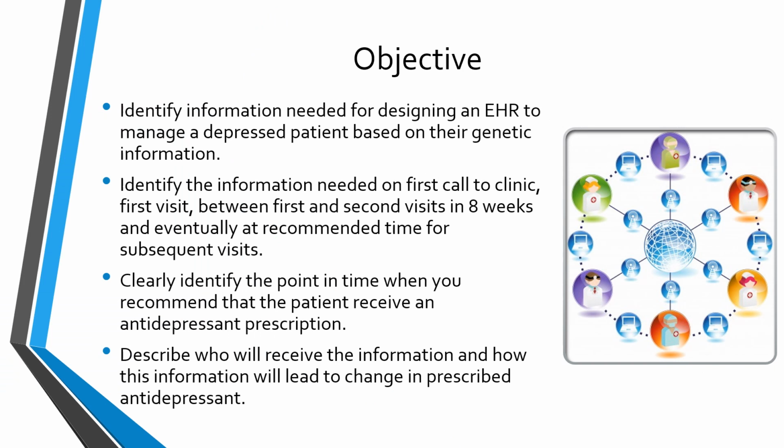The objective for this assignment is to identify information needed for designing an EHR to manage a depressed patient based on the genetic information. Identify the information needed on first call to clinic, first visit, between first and second visits in 8 weeks, and eventually at recommended time for subsequent visits. Clearly identify the point in time when you recommend that the patient receive an antidepressant prescription. Describe who will receive the information and how this information will lead to the change in prescribed antidepressant.